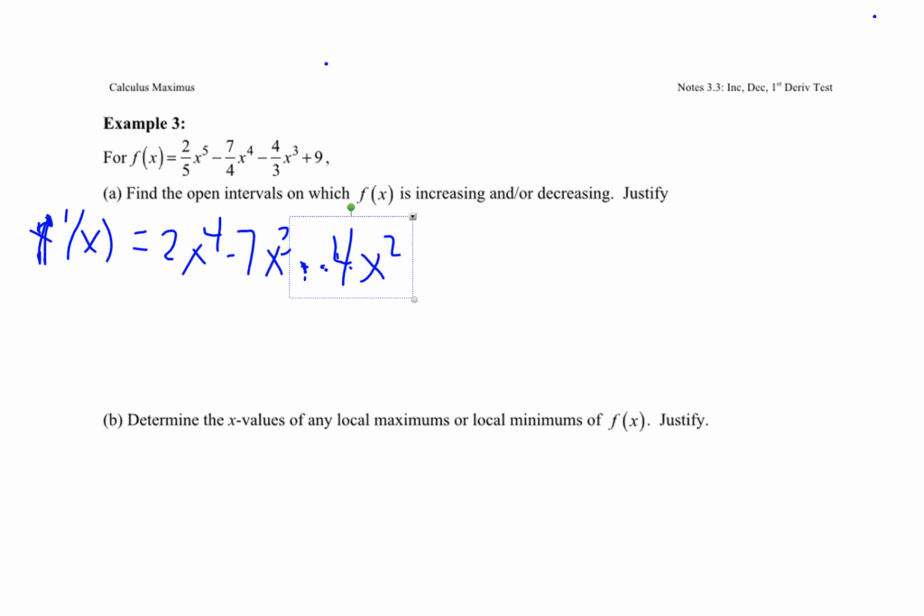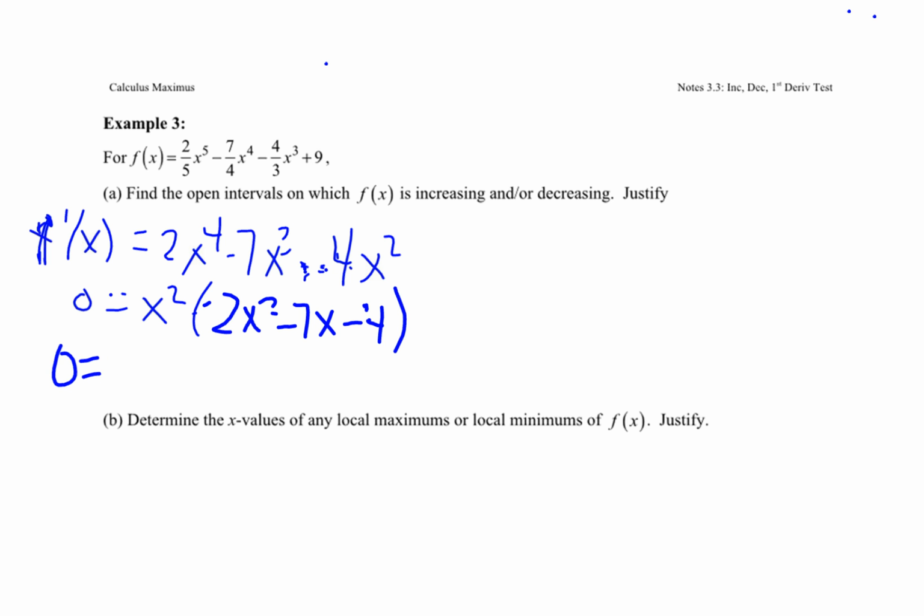All right. So factor that. Let's see, we could take an x squared out. We get 2x squared minus 7x minus 4. We can factor that, and that would factor into 2x plus 1 and x minus 4.